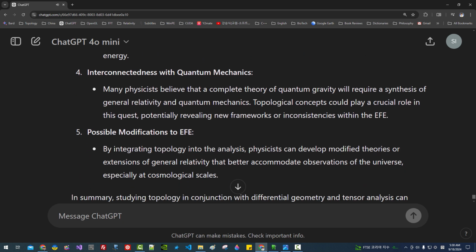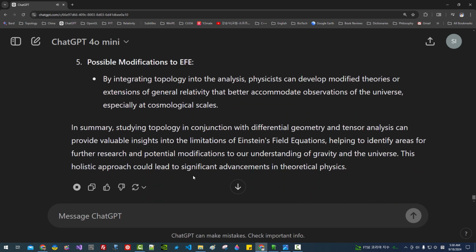4. Interconnectedness with quantum mechanics. Many physicists believe that a complete theory of quantum gravity will require a synthesis of general relativity and quantum mechanics. Topological concepts could play a crucial role in this quest, potentially revealing new frameworks or inconsistencies within the EFE. Number 5. Possible modifications to EFE. By integrating topology into the analysis, physicists can develop modified theories or extensions of general relativity that better accommodate observations of the universe, especially at cosmological scales.